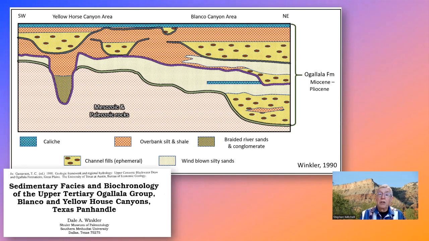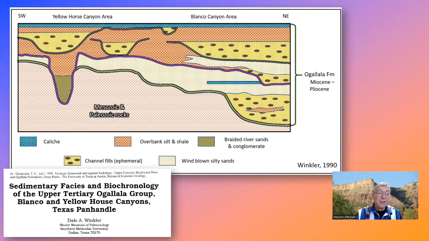You have windblown finer sand, and you also have this light blue in here, which is caliche. Of course, there's a very extensive caliche that comes across the top, but there's also caliche down in the end of the canyon. We'll talk about caliche, so hang on to the thought. There's some of that not only at the top of the Ogallala, but down in it. So this looks like a river system.